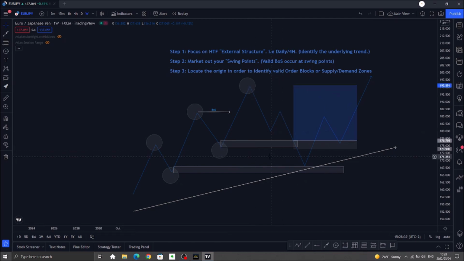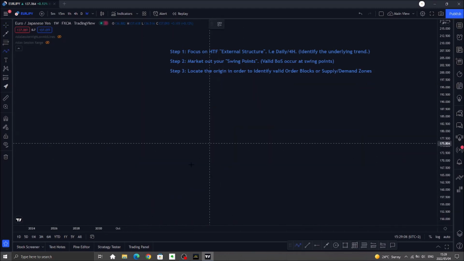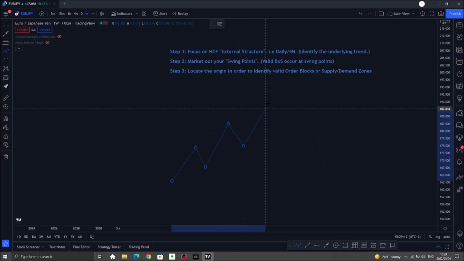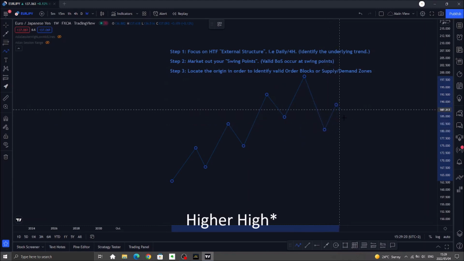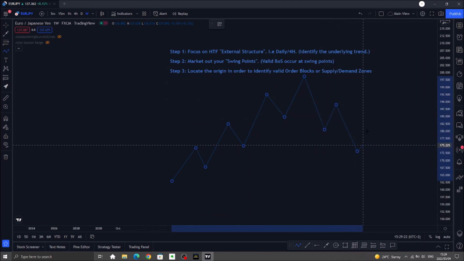If the market were to reverse bearish, you would then be looking for a violation of these higher low swing points, right? So what we mean by that is mark out your swing points. You want to know exactly what those higher highs and higher lows are, because whenever a higher low is violated, your underlying bullish trend is violated.